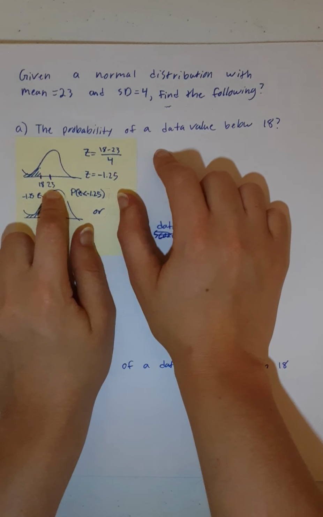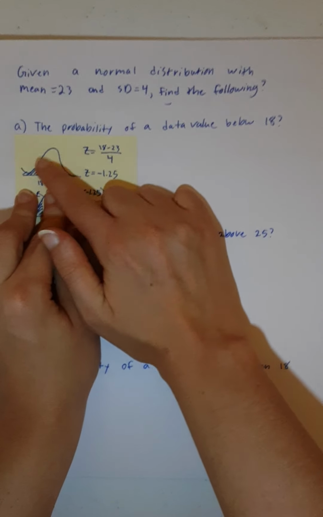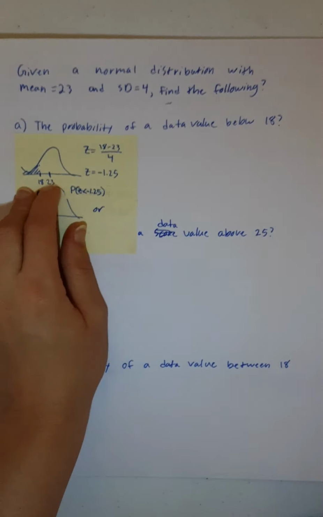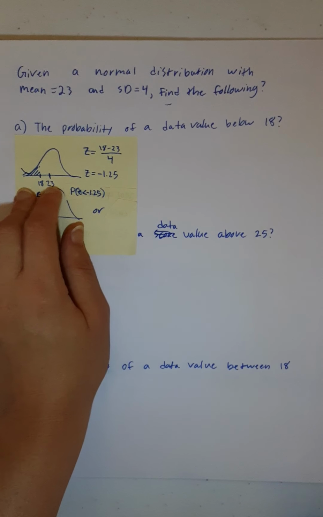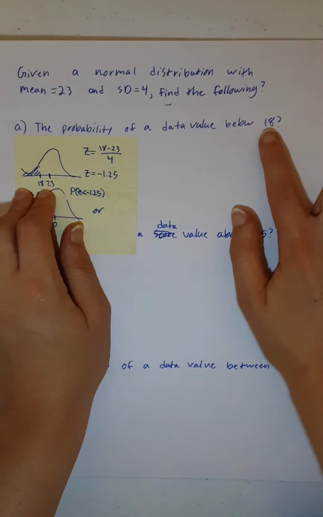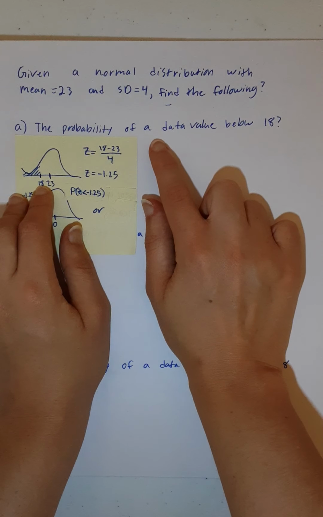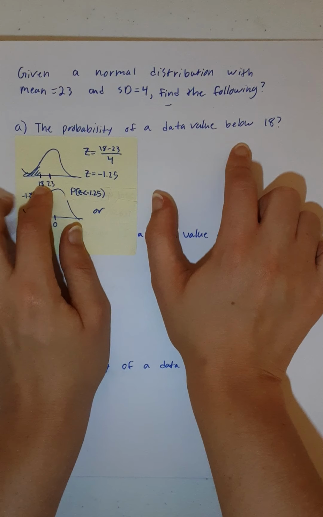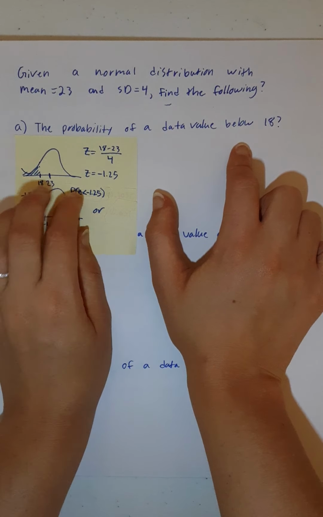We draw a picture describing this. We know it's a normal distribution, so it's going to have this sort of curve. The mean is 23. We always put the mean in the middle. And then 18, that's the value we're interested in. That is below our mean, and we want to find a data value that is below that. So we're going to shade below 18, like I've done here.